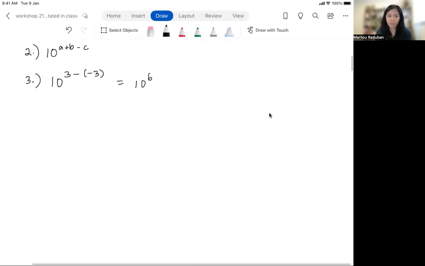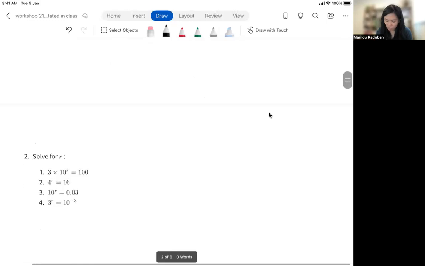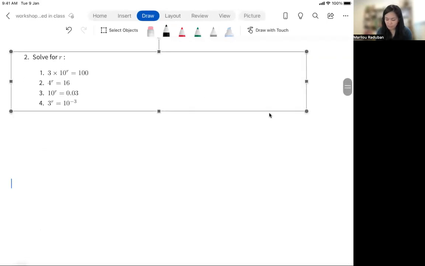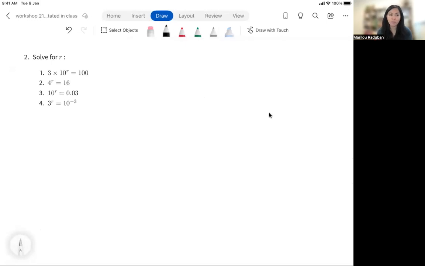All right, so that was relatively straightforward, I hope. Combining exponents: you either add the exponents if you're multiplying the base 10s, or you subtract the exponents if you're dividing the base 10s.